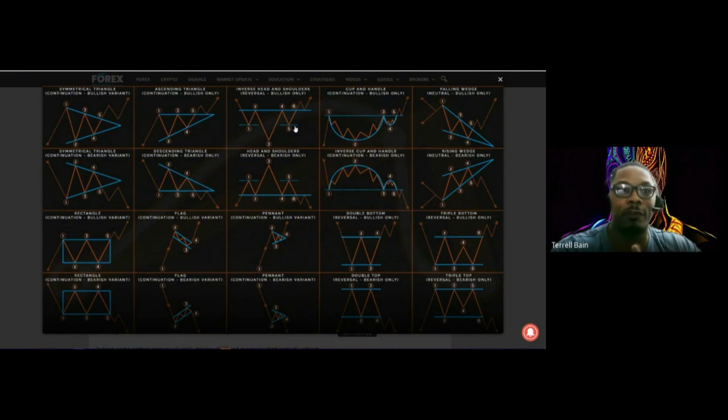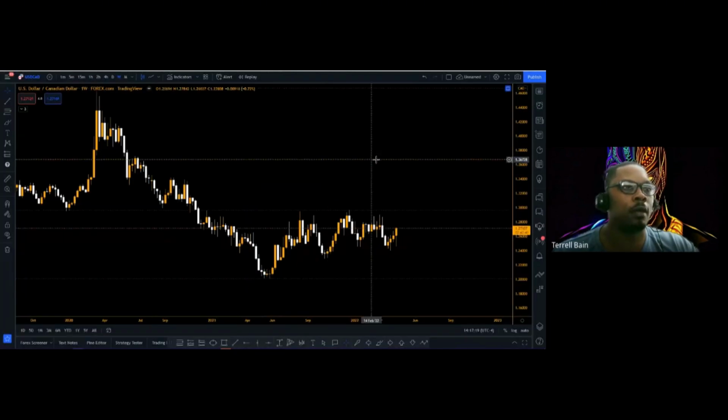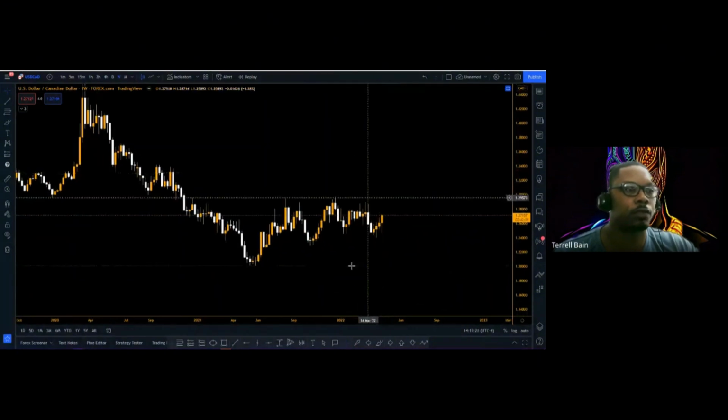And I wasn't looking for them. I had just marked up the chart, and then boom, they popped out. All right, so don't worry about looking for them. Okay, just trust me. They're just gonna show up.